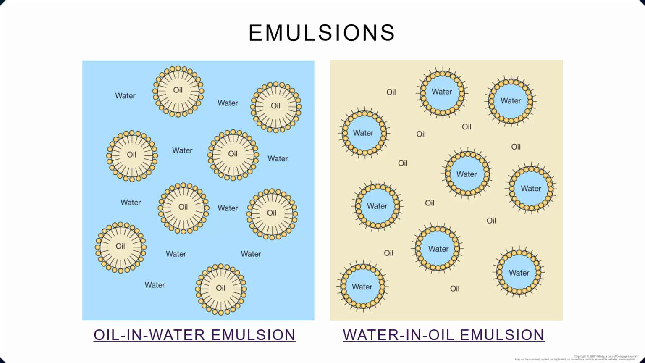We have two types of emulsions. We have oil and water emulsions, or OW emulsions, and these are emulsions that have tiny oil droplets that are emulsified into water. The droplets of the oil are surrounded by surfactant molecules, with the lipophilic tails pointed in towards the oil, and the hydrophilic heads pointing outwards towards the water.